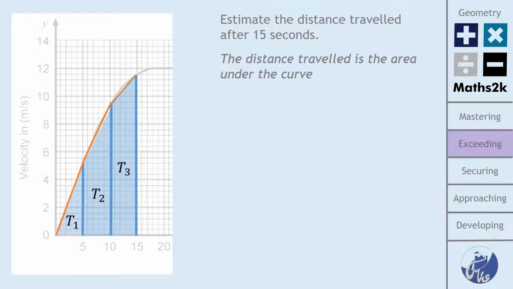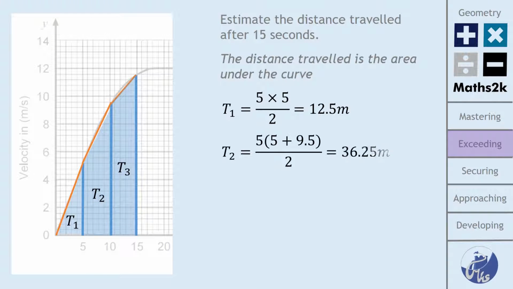So we would then want to find the area of each of these sections. And so I've labeled them up as T1, 2, and 3. Once we find the area of each little section, we'd add them all up at the end to find out our total distance covered. Since the first one's really a triangle, that's going to work out at 12.5 meters. The second one is going to work out at 36.25, and the final one is going to work out at 52.5.